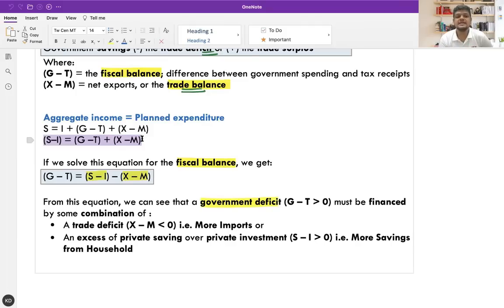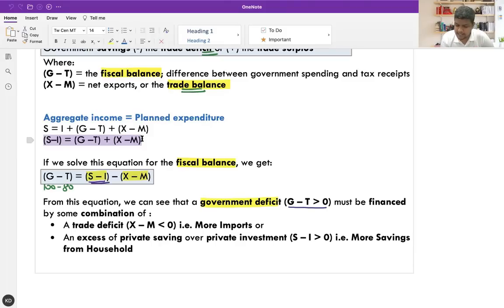Government is in deficit means government is spending $100 and collecting a tax of only $80. Clear? So can I say G minus T will be greater than 0 or less than 0? Greater than 0. So if this is the case, how can I balance it out? What should be the case?